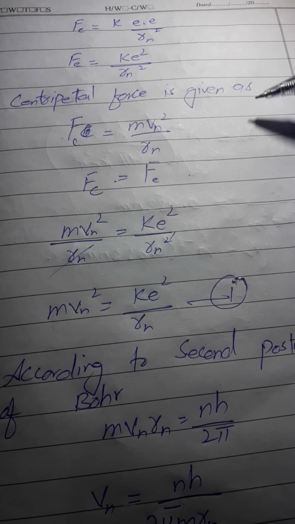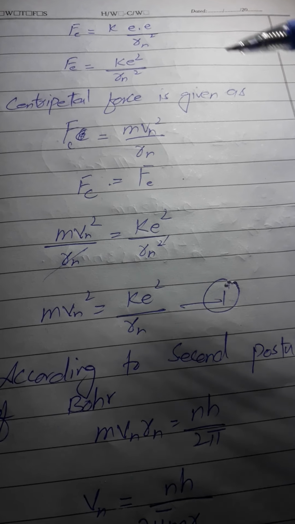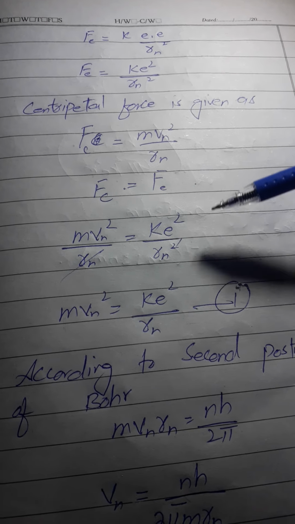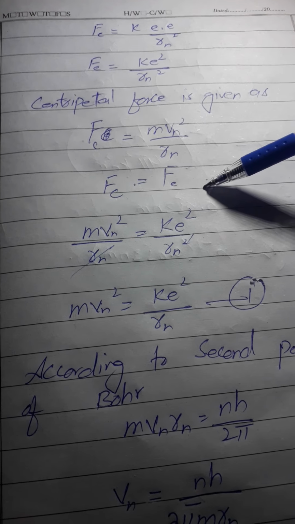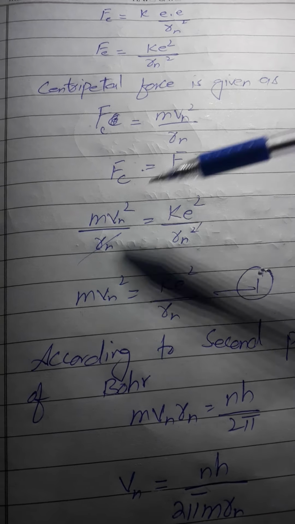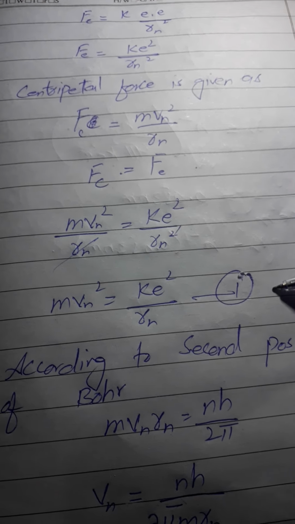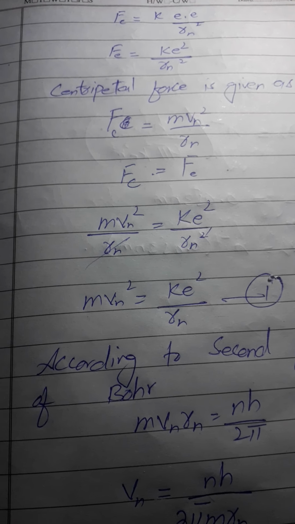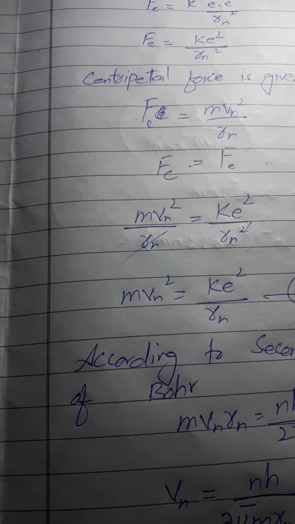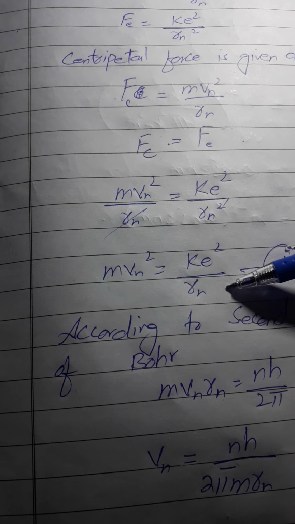Due to this centripetal force, it is going to move in the circular orbit, and that is given as m vn squared divided by rn. These forces, Coulomb force and centripetal force, should be equal for the motion of the electron in the circle around the nucleus. Putting the values, one rn will be cancelled with the other rn. The remaining expression will be m vn squared is equal to k e squared divided by r, and this is equation number 1. m is the mass, v is the velocity, k is the Coulomb constant, e is the charge, r is the radius.